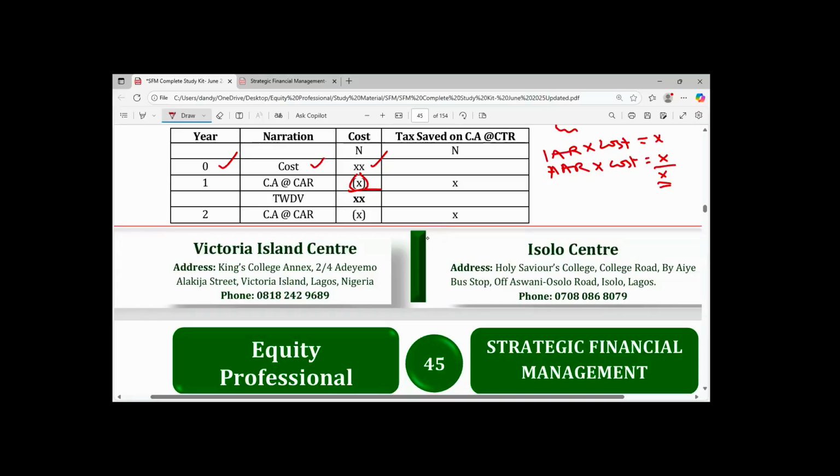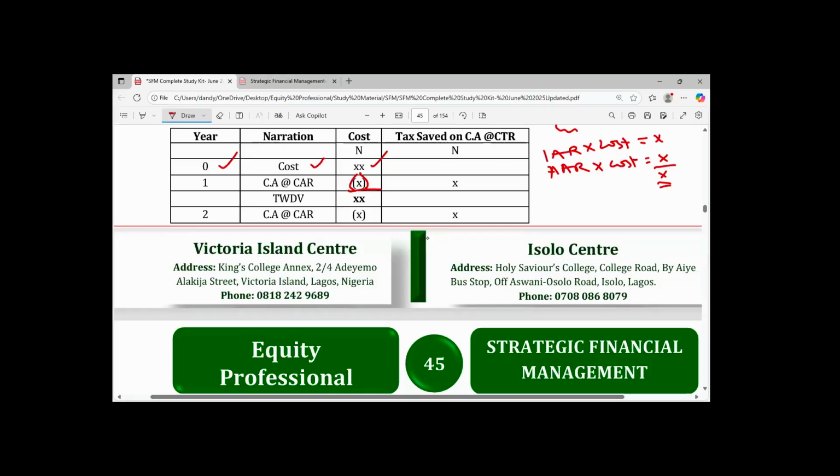So when you get to year two, the capital allowance you are going to claim will depend on whether you are using the straight line depreciation method or the reducing balance method. Whichever method you are going to use, it will be very clear. It will be there in the question. You'll be able to see which method you are supposed to use. All right. So in this format, we are assuming it is on reducing balance basis.